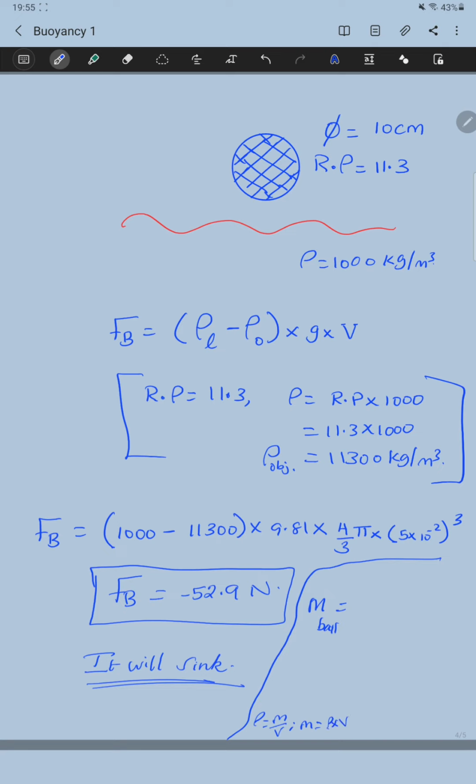So we know the density of the ball is 11300, times the volume, which is 4 by 3 into pi into the radius, which is 5 into 10 power minus 2 cube. If you put it in the calculator, you should get the answer in kilogram.